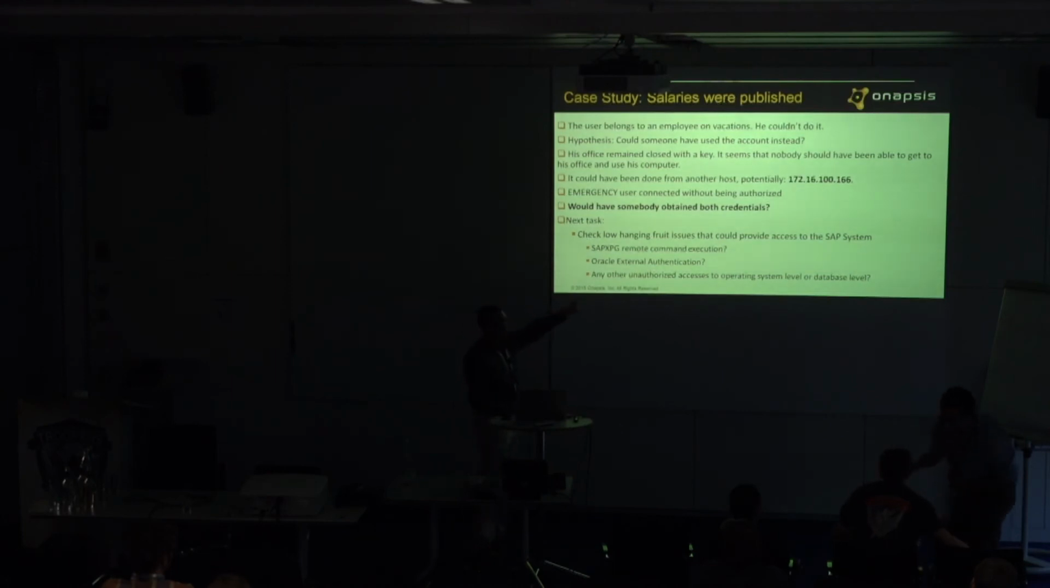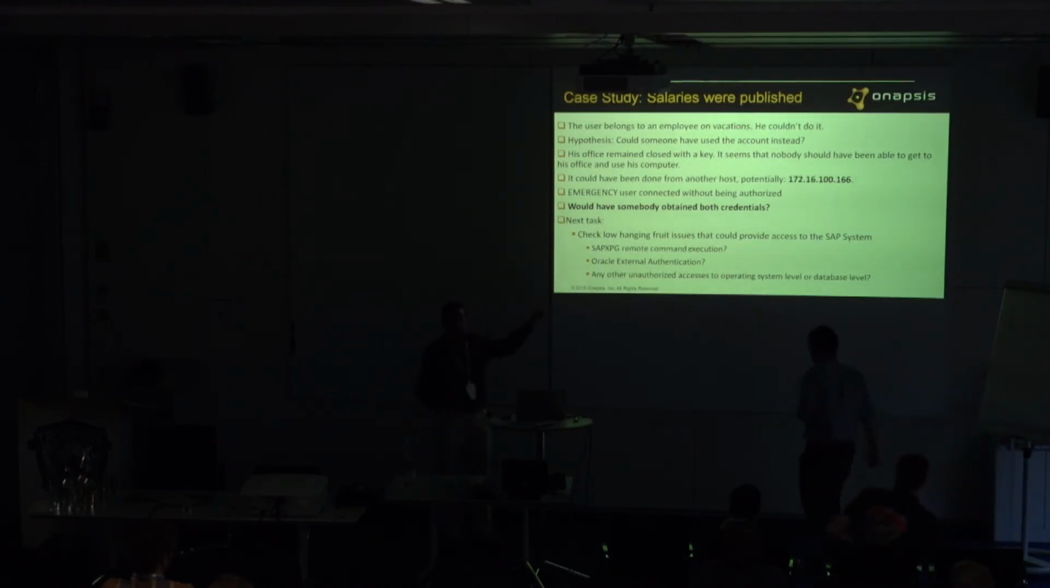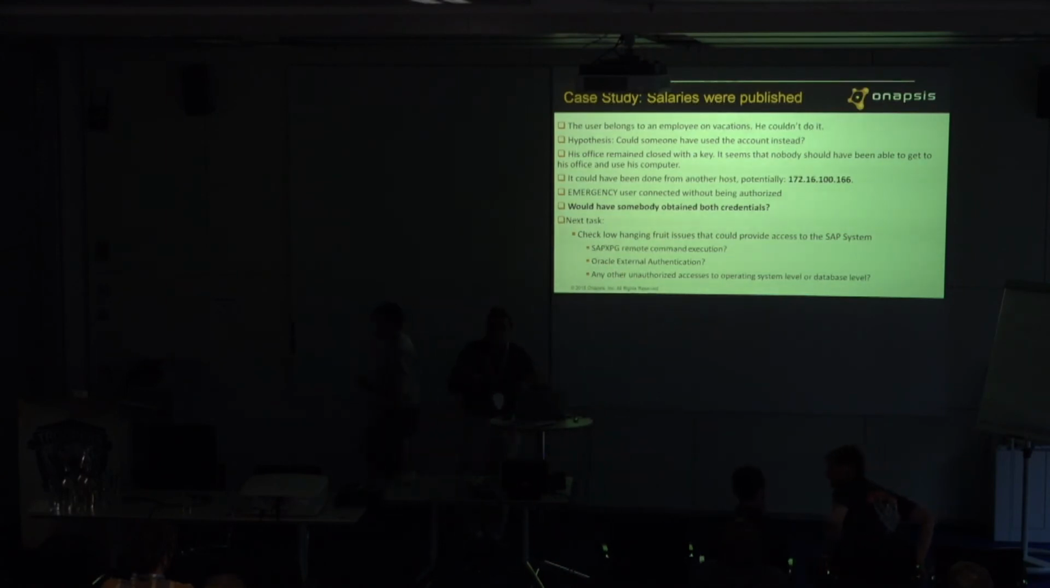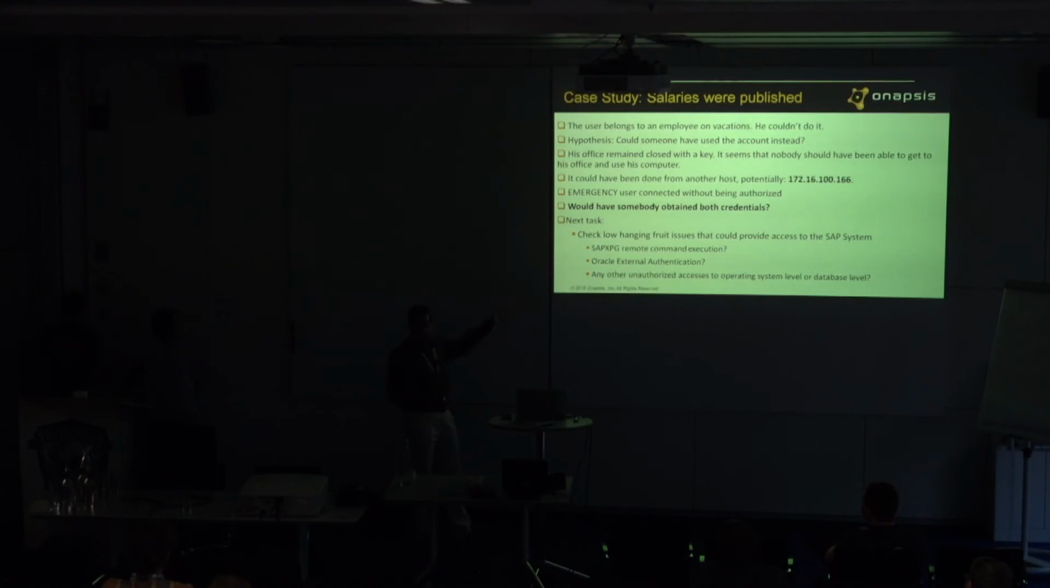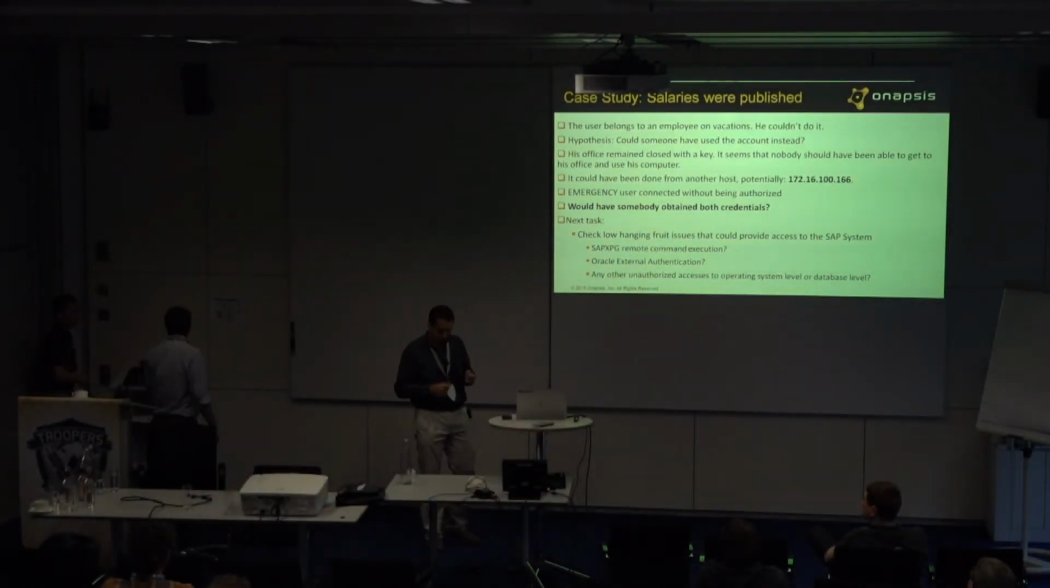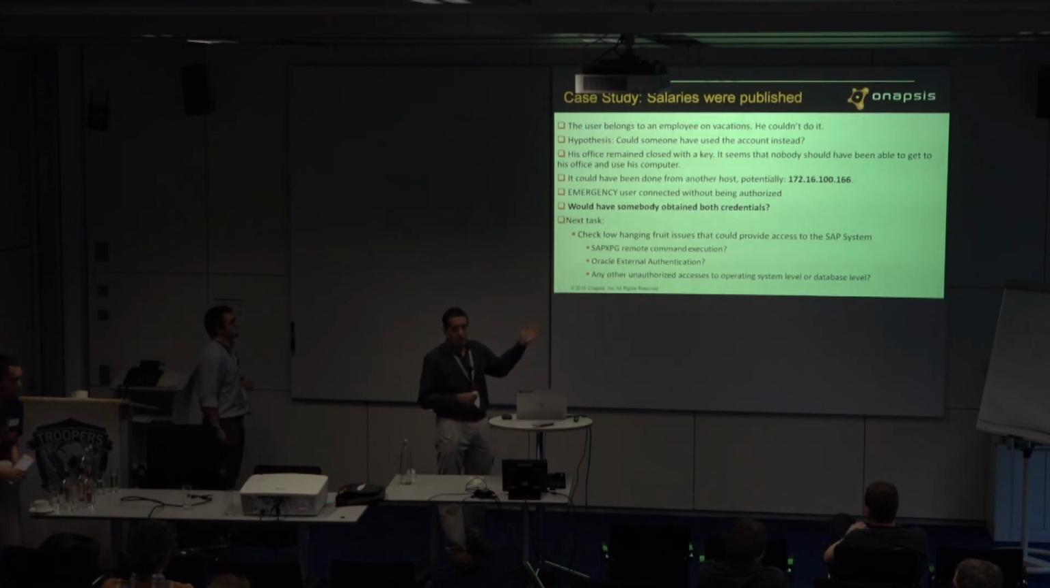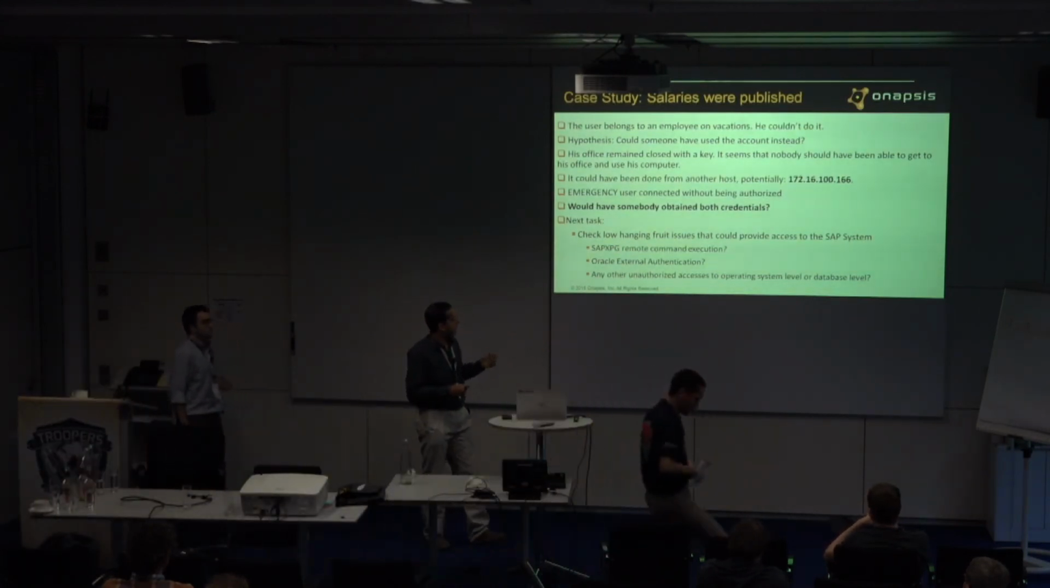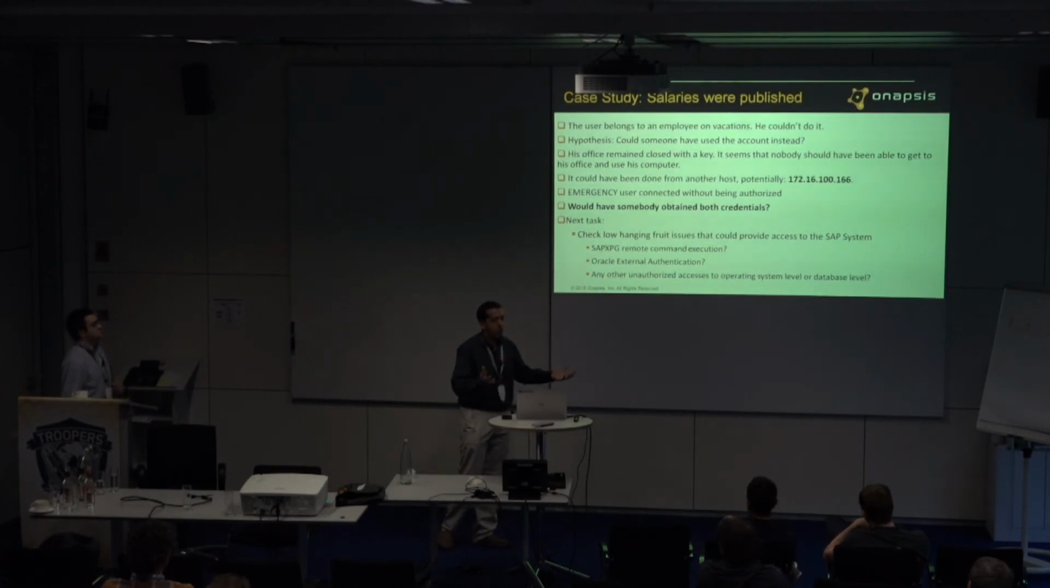So now we know that this was the user, but we don't know yet how this person got access to this user. So now we need to go deeper and analyze if there was any other kind of low-level attack. We are thinking about SAP attacks. One common attack is the SAP XPG remote command execution. And then an old, unknown attack, the Oracle external authentication, or any unauthorized access to a lower layer.